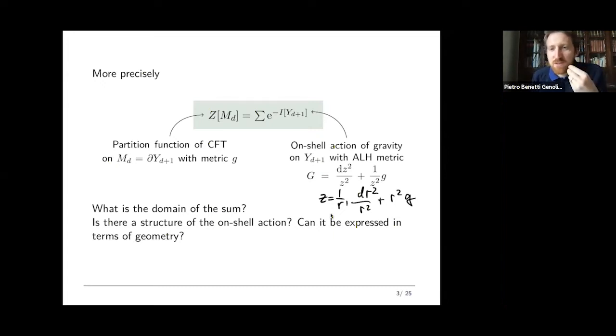And also we would like to find whether there is some geometry inserted in the on-shell action. Can it be expressed in terms of something that depends on the topology or the geometry of Y? And can it be simplified in the same way that for the previous example, I could simplify everything about the on-shell action and just find something that depends on the topology of a factor of the space? Okay, so this is the idea, and in order to do just this, a quick question.